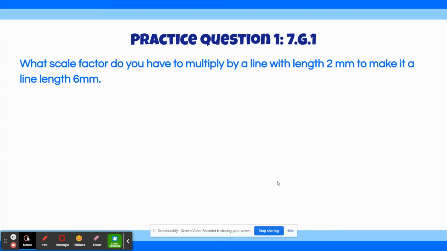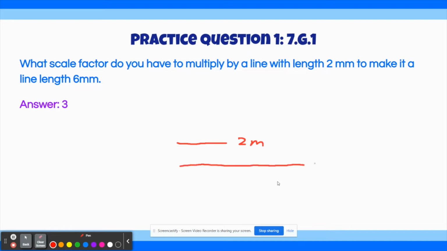Okay, the correct answer to this question is a scale factor of 3. So I'm going to draw two lines. This one can be length 2 millimeters, and this one can be length 6 millimeters. A scale factor is something that you would multiply this line, the one with length 2 millimeters, by to make it the same length as the one that's 6 millimeters long.